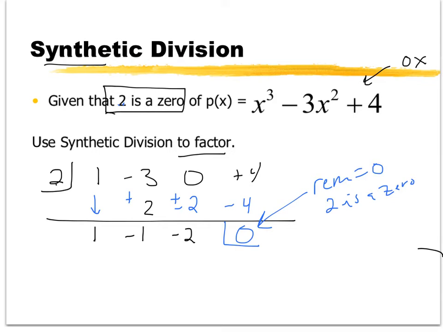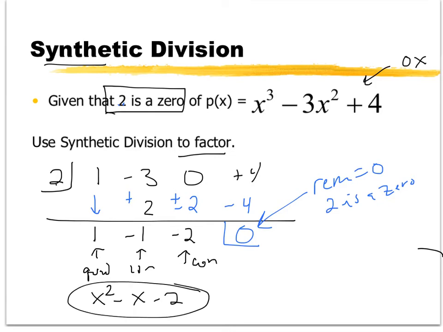Let's go ahead and rewrite it. Remember, that's our constant, linear, and quadratic. So putting all these guys together, we have x squared minus x minus 2. There's no remainder, so this is what's left over.